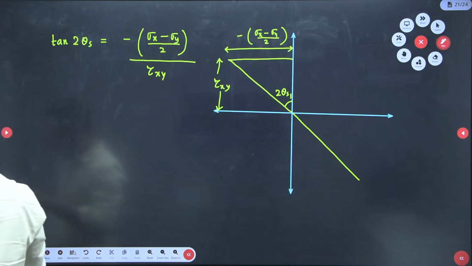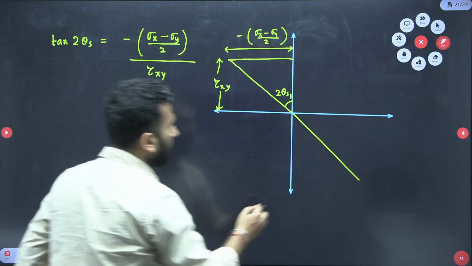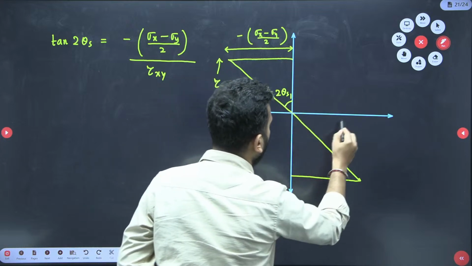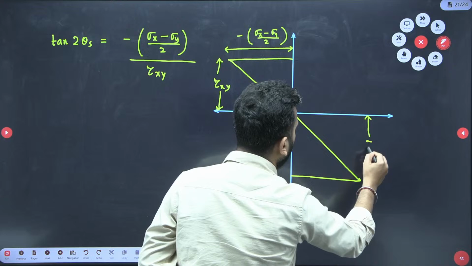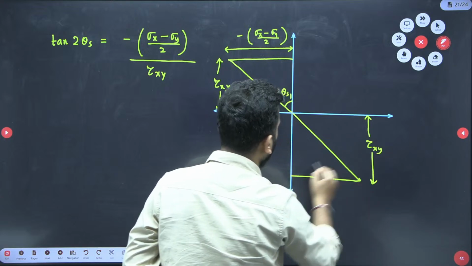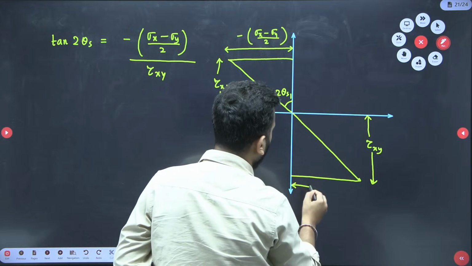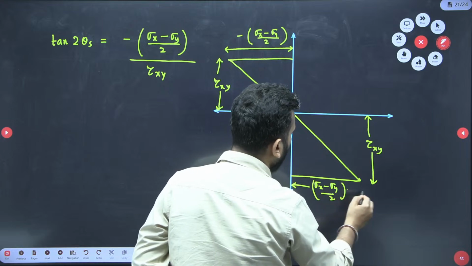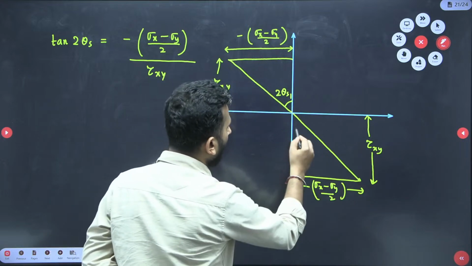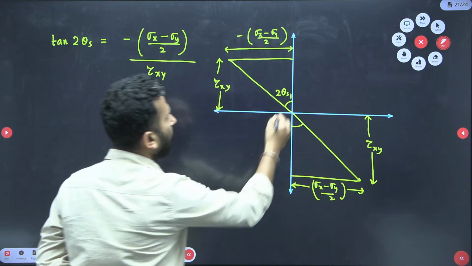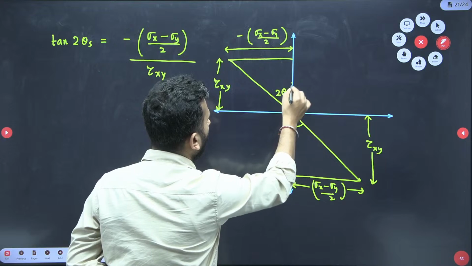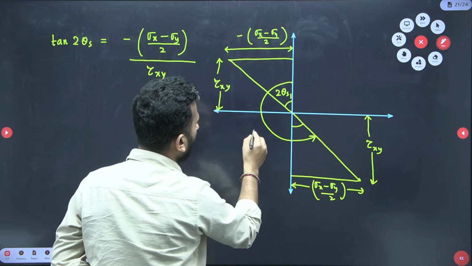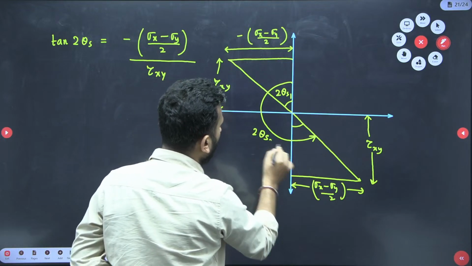One more possibility is there. So this might be another case. This is the tau xy, and this is your sigma x minus sigma y by 2. Over here tau xy I have kept as negative. So the angle you will be measuring will be with respect to this, and that is called 2 theta s1, 2 theta s2, sorry.